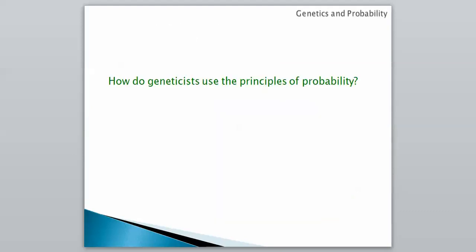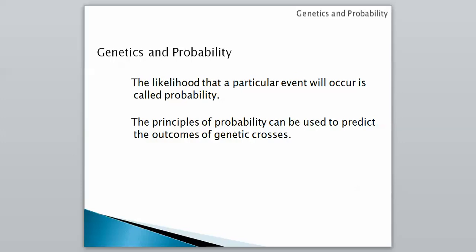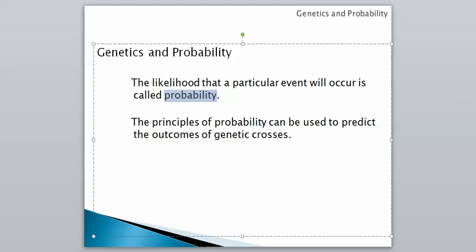So first thing we're going to look at is how do geneticists use the principles of probability, and we're going to need to get a definition of probability before we can talk about what it means. So the likelihood that a particular event will occur is called probability. So that's simply our definition right there. The likelihood that a particular event will occur is called probability. And the principles of probability can be used to predict the outcomes of genetic crosses.